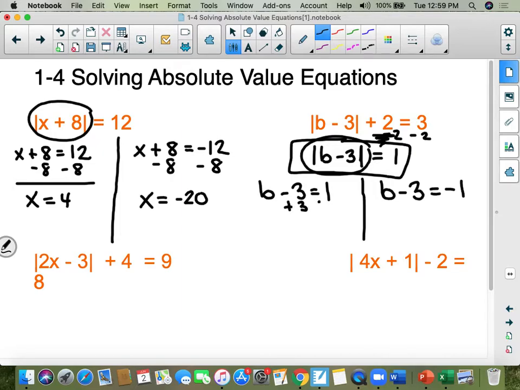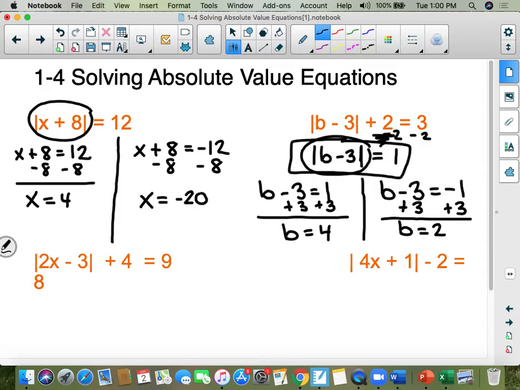Add 3, add 3. You're going to get b equals 4. Add 3, add 3. You're going to get b equals 2. So that's the stickler on this worksheet. You must have the absolute value alone first before breaking it up into 2 equations.